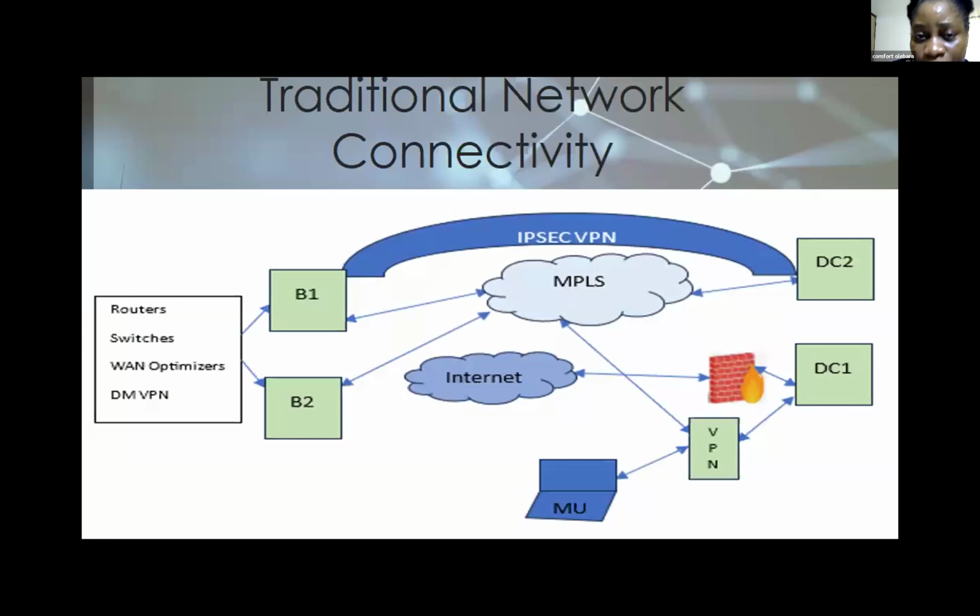So prior to the COVID era, we had this kind of connection in our traditional network connectivity: MPLS, the multi protocol layer switching, was used as the primary connection, while the internet came as secondary. Then we have IPsec VPNs that we used to tunnel between data centers and branches. Then we had firewalls acting as security points. And also we have the physical routers, switches, WAN optimizers, and dynamic multi-point VPNs playing here.